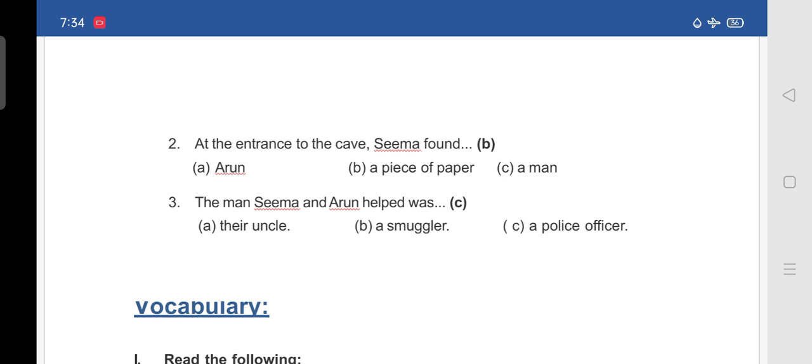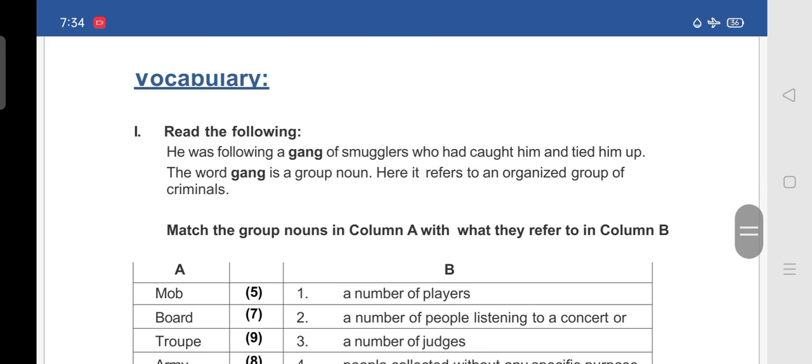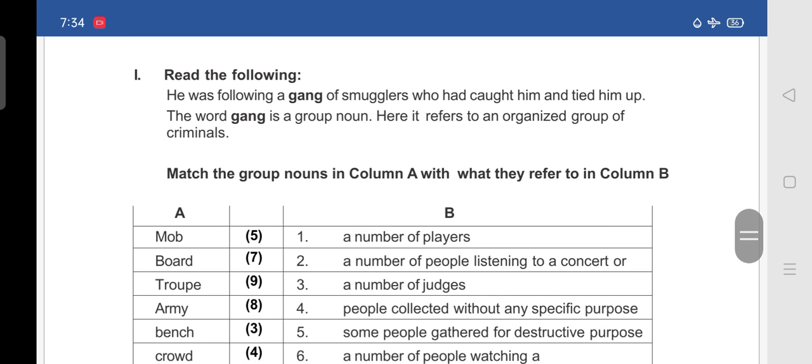First one is B, second one is B, third one is C. Now see the vocabulary. Read the following. He was following a gang of smugglers who had caught him and tied him up. The word gang is a group noun. Here it refers to an organized group of criminals. They are telling that a group noun refers to an organized group of criminals.